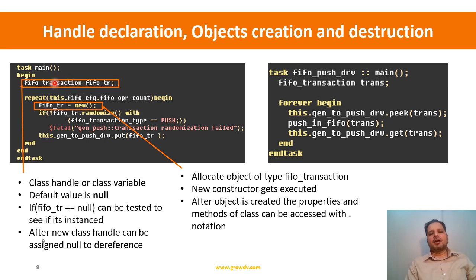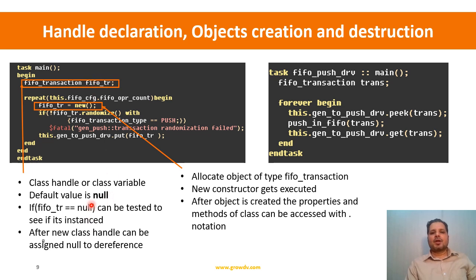So here we have declared a FIFO transaction handle. As we had talked about, a class is a data type. So we are saying we have created a variable of the type FIFO transaction. That's the class handle or class variable, that's what we call the FIFO transaction. And then the default value of this particular variable: in the data type section we had seen that every variable that we declare has a default value. The default value for a class handle is null. Null is the special value, so it will contain null.